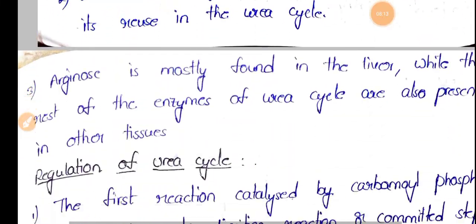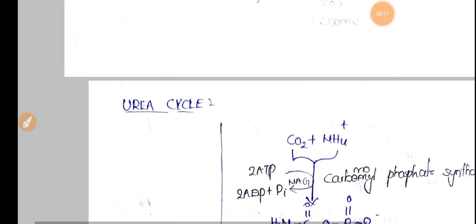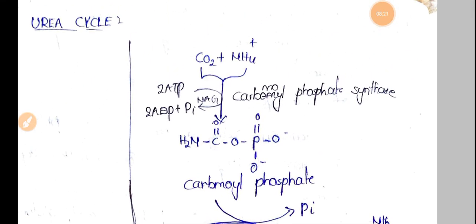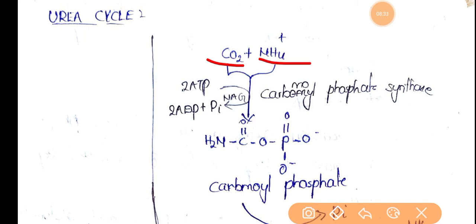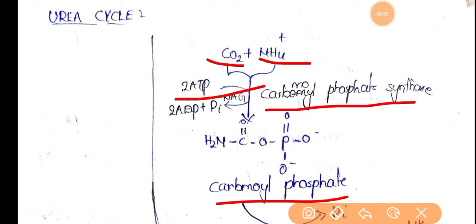So let's see the reaction. This is the first step. Here carbon dioxide and NH4 plus ion combine to form carbamoyl phosphate, and the enzyme responsible is carbamoyl phosphate synthase. During the reaction, 2 ATP molecules are utilized. Why? Because phosphate will be donated here, so inorganic phosphate is donated from the ATP. So this is the first step.